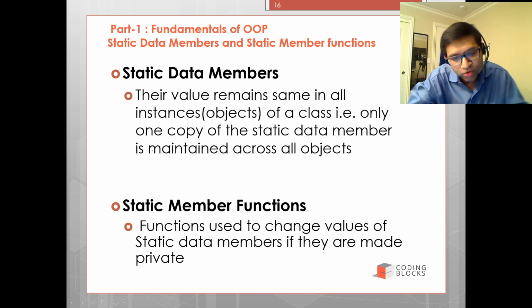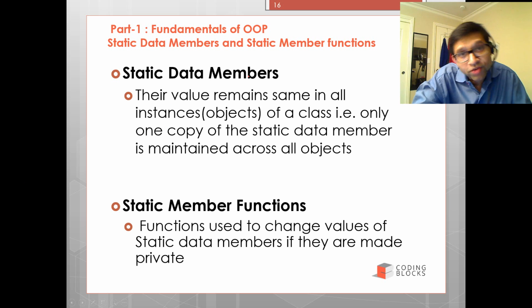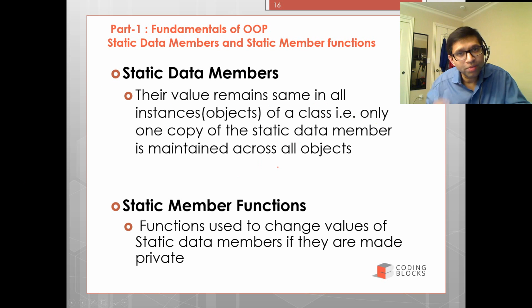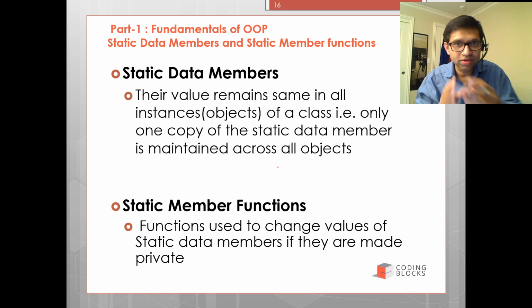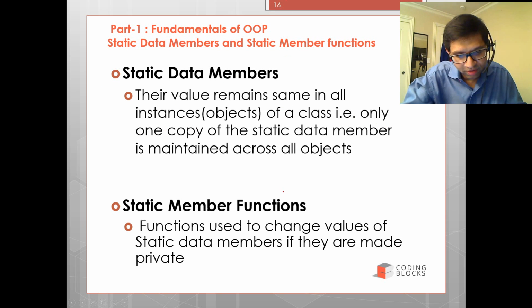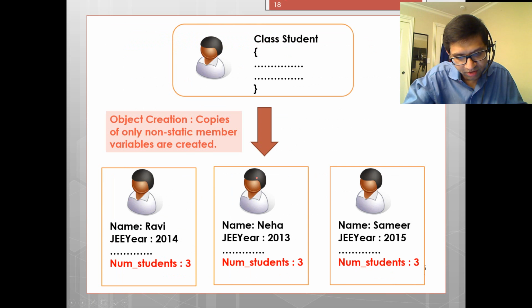So I'll read my notes here. These static data members, when you're making a data member static, their values remain the same in all the instances of a class. That is, only one copy of the static data member is maintained across all objects. It's a very fundamental concept, so let me use a diagram to explain.